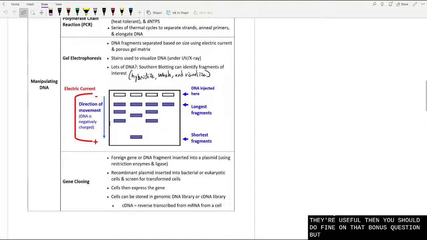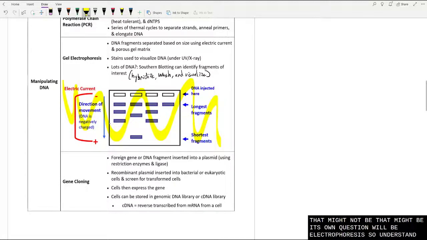But another important part here that might be its own question will be electrophoresis. So understand that the shortest fragments move the furthest, longest fragments move the shortest distance, and the direction of movement is this way, where the positive electrode is down here and the negative electrode is up here. The DNA has a negative charge, so it moves towards the positive electrode.